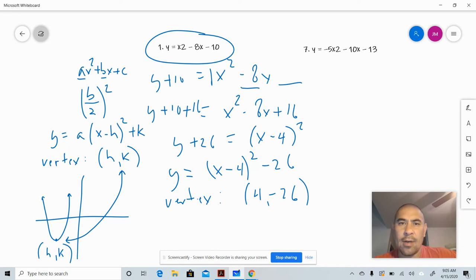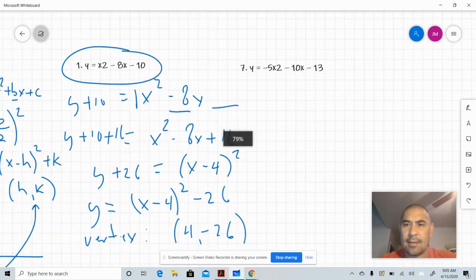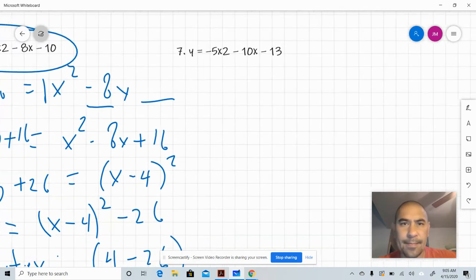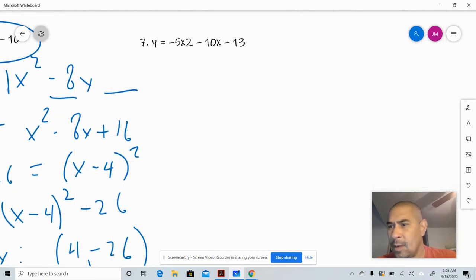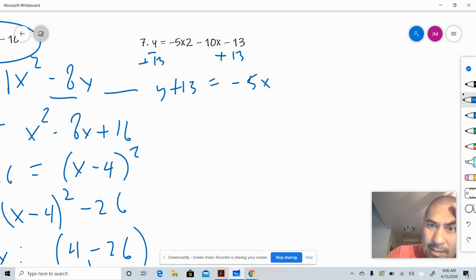All right, let's try one where the leading coefficient is not 1. So remember, this y could be an f of x or a g of x. It doesn't matter. It's just a format thing. So be used to doing both. So I'm going to add 13 to both sides to get a new c value. So y plus 13 is going to be equal to minus 5x squared minus 10x.